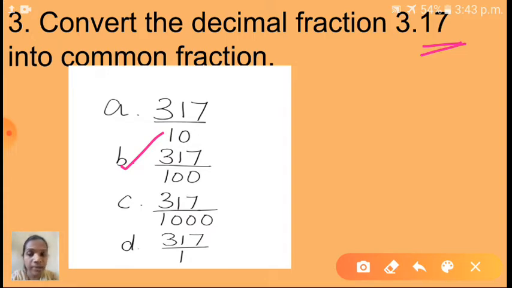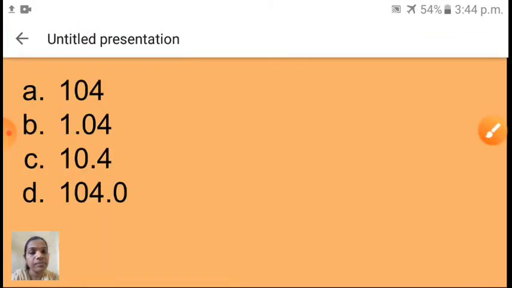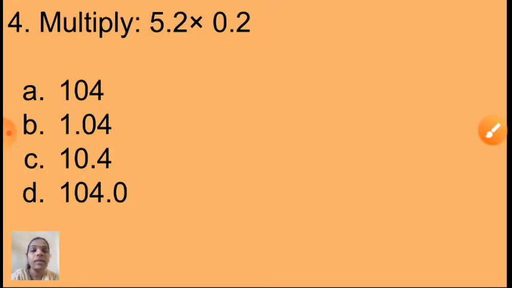Yes children, you have to practice at home also. Write another number, and some more numbers, and practice them. Okay. Next one is, see here, the fourth one, multiply.